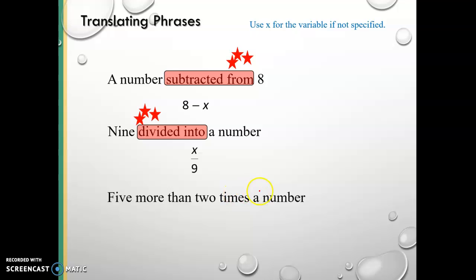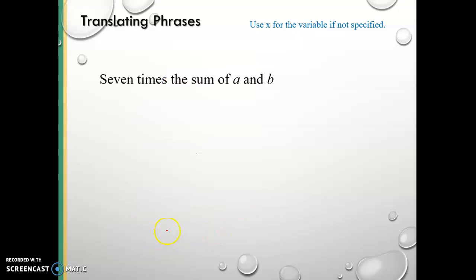5 more than 2 times a number. So 2 times a number, that is 2x, right? More than, it's plus 5. So 2 times a number is 2x, and then 5 more than 2 times a number is 2x plus 5, or 5 plus 2x. Or 2x plus 5. It's just the same. 7 times the sum of a and b: the sum is a plus b. Then you put them in parentheses, we have 7 times (a plus b).